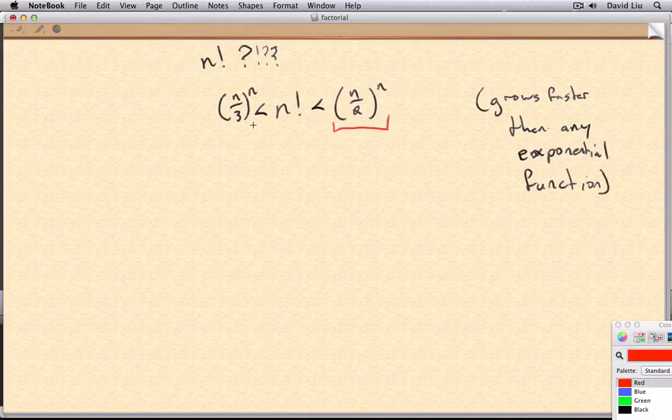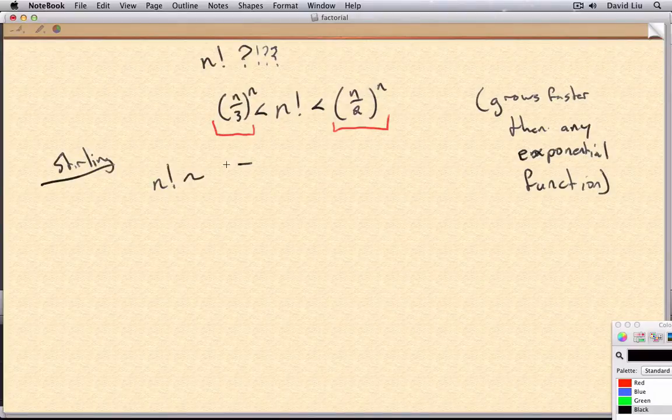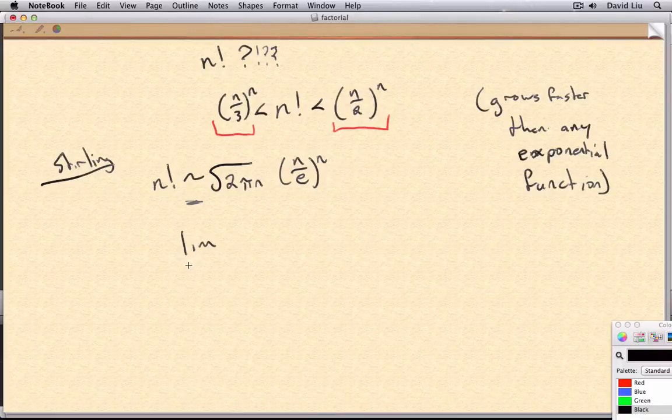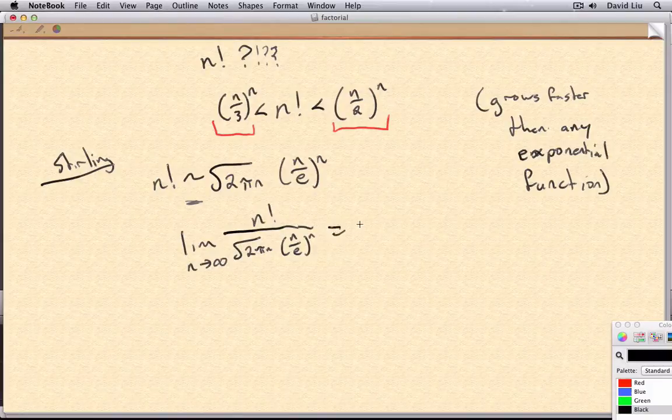But actually, using some basic calculus, you can show that the upper bound and the lower bound in this case aren't tight. There's a large gap between them. So even better than this, we have Stirling's approximation for n factorial, which says that n factorial is asymptotically equal to root 2 pi n, n over e to the n. And in case you're wondering what this symbol means, that means that the limit as n goes to infinity of n factorial over root 2 pi n times n over e to the n is equal to 1. So as n goes to infinity, they have the exact same order of growth.